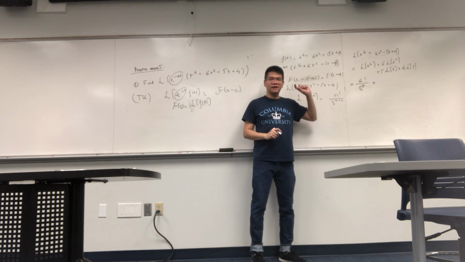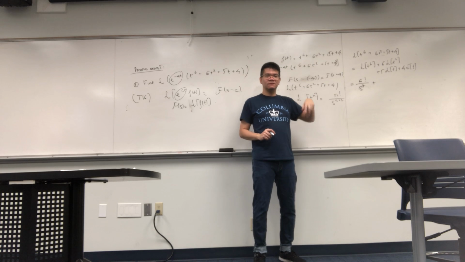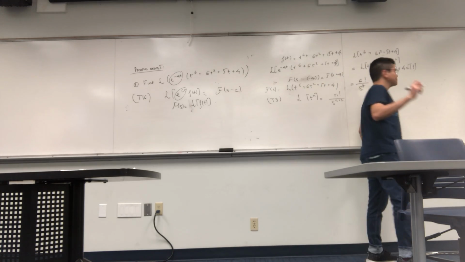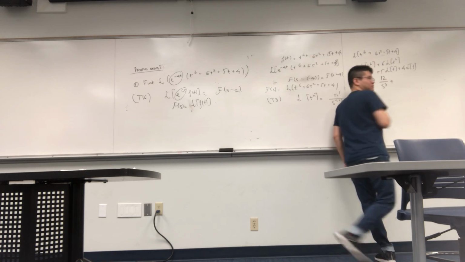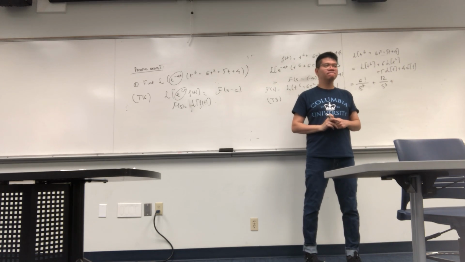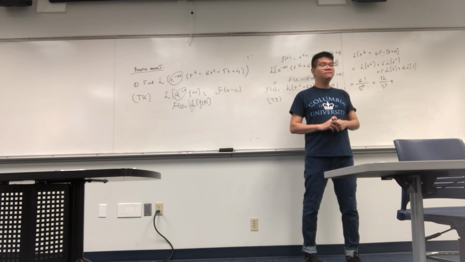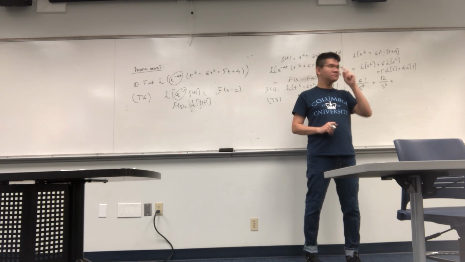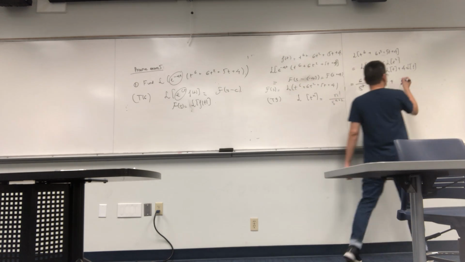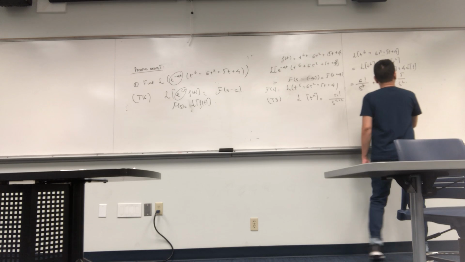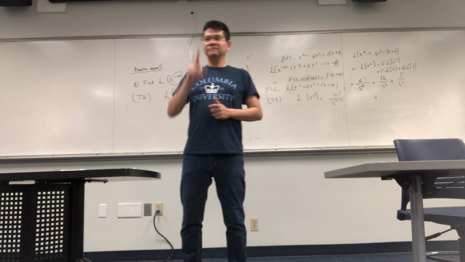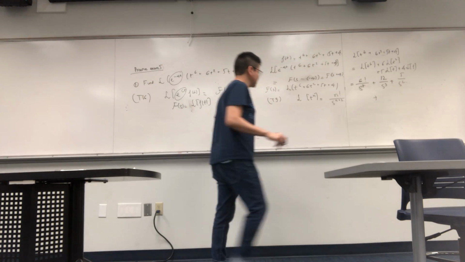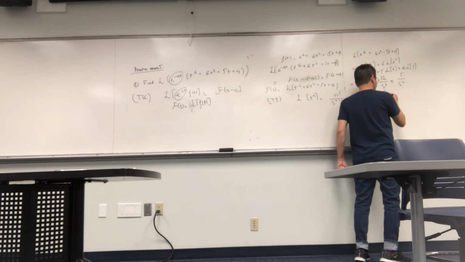What is the second guy? 12 over s cubed. So this is 12 over s cubed. And the last one? The third one? 5 over s squared. This is 5 over s squared. And the last one? 4 over s. This is 4 over s.